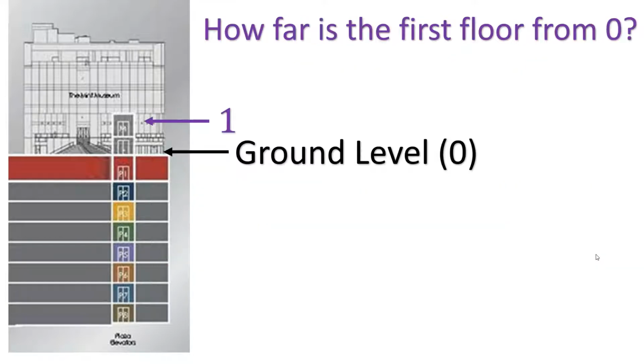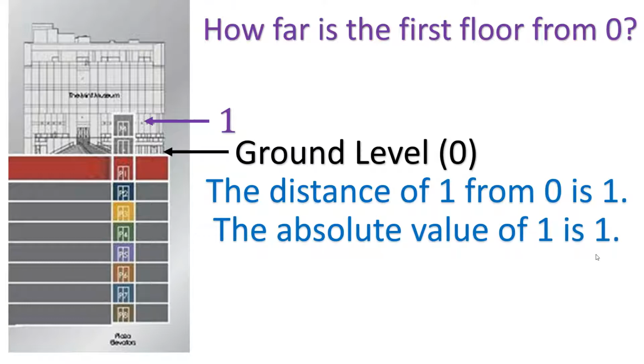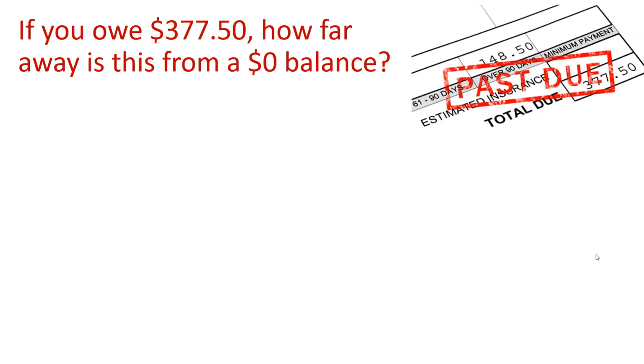Just to use this example again, how far is the first floor from 0, or the ground level? Well, once again, we're doing distance, so it'll be positive. It's also positive direction. So it is 1. The absolute value of 1, therefore, is still a positive 1, because absolute value refers to distance. So the value that comes out of the absolute value symbol will be positive.